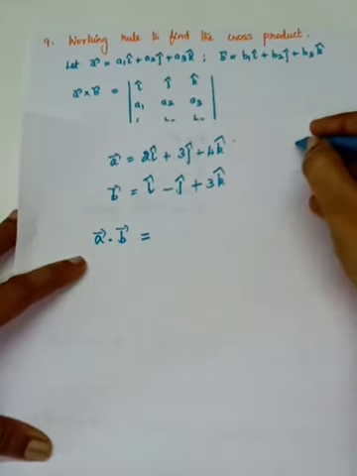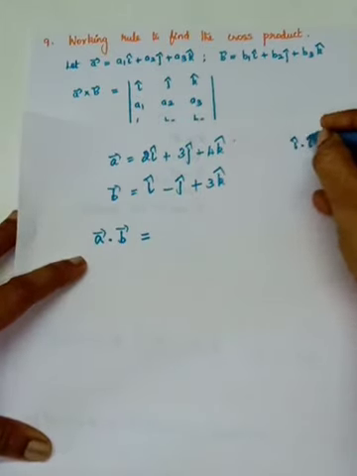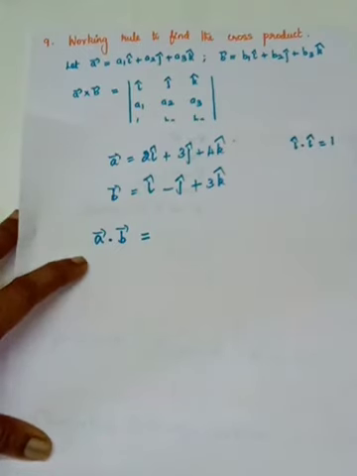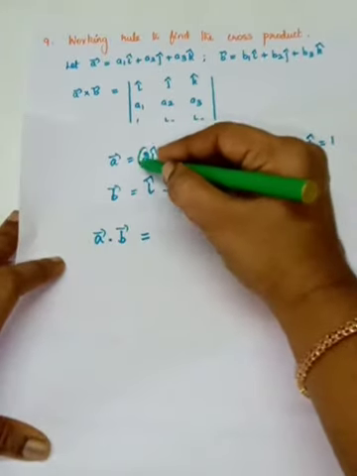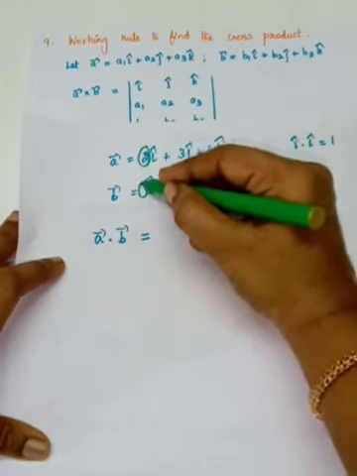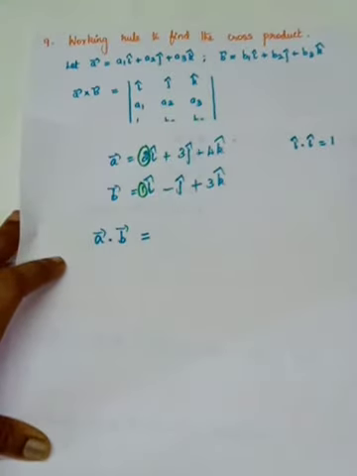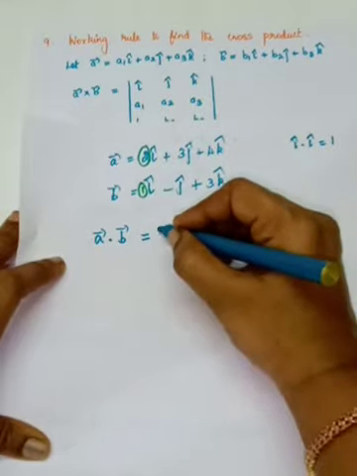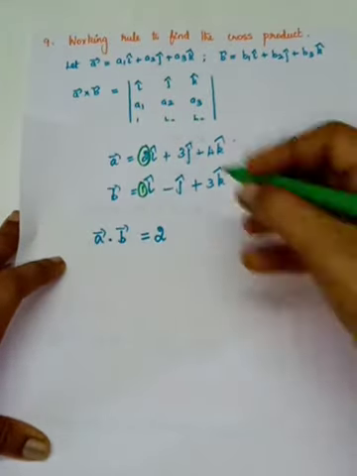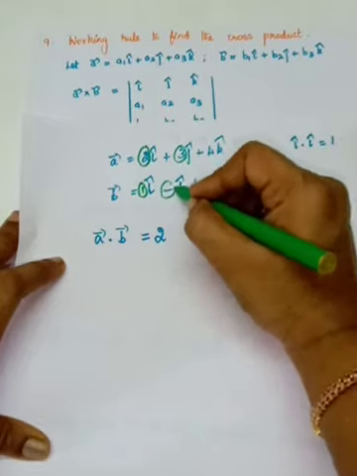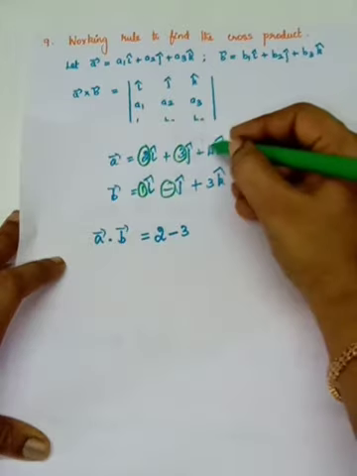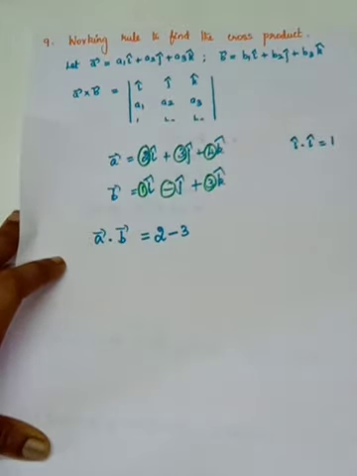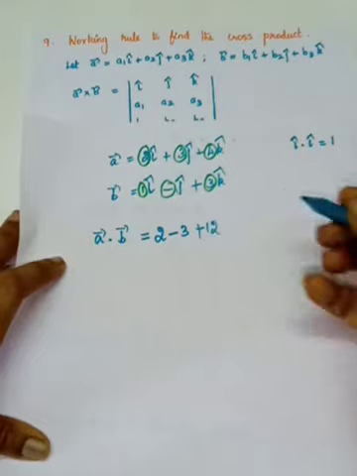In the dot product, i cap dot i cap is equal to 1. j cap dot j cap is equal to 1. k cap dot k cap is equal to 1. So that's why we multiply the coefficients of the same components. Here i cap means 1, so 2 into 1 is 2. In the same way, 3 into minus 1 is minus 3. And 4 into 3 is 12, so it is plus 12. So we have found the answer like this.